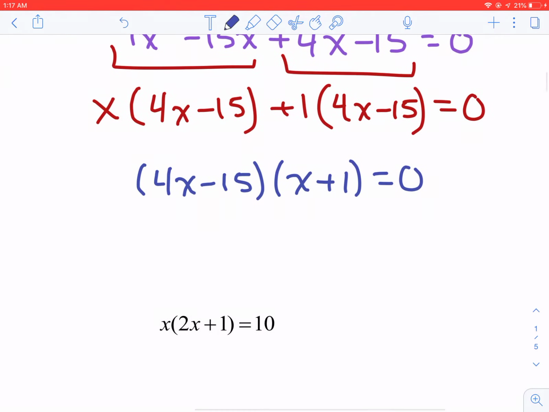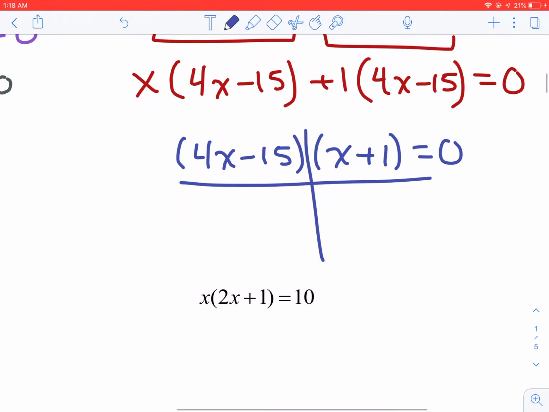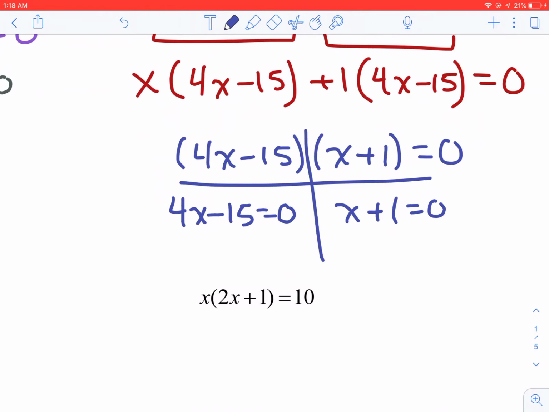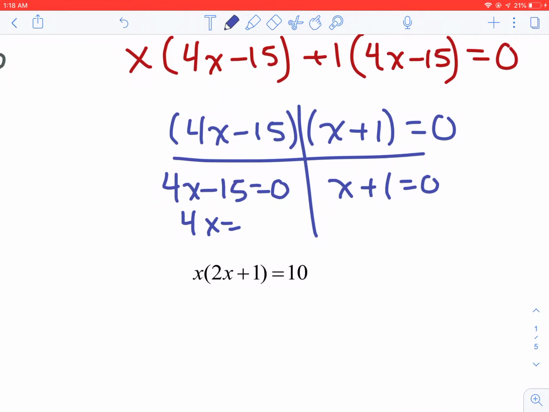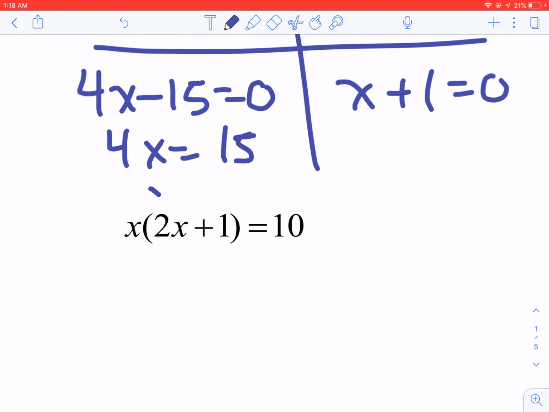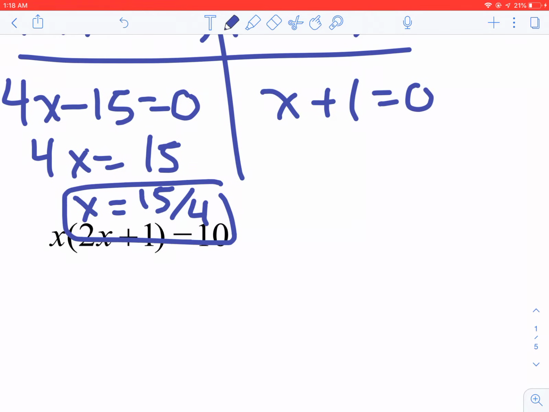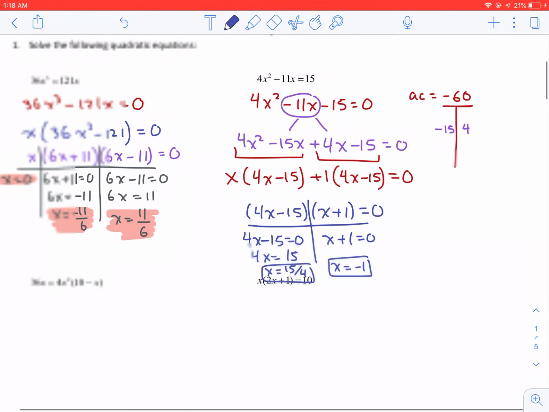Now it's equal to 0, so we can tee it off and solve. 4x minus 15 equals 0, and x plus 1 equals 0. So 4x equals 15, divide by 4, x is 15/4, and also x could be negative 1.